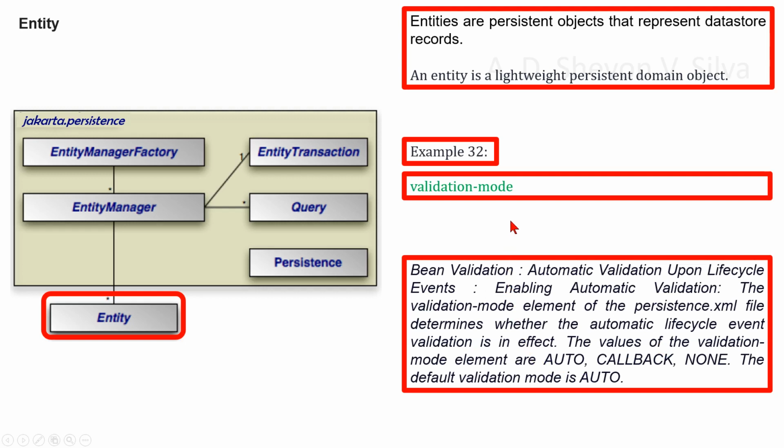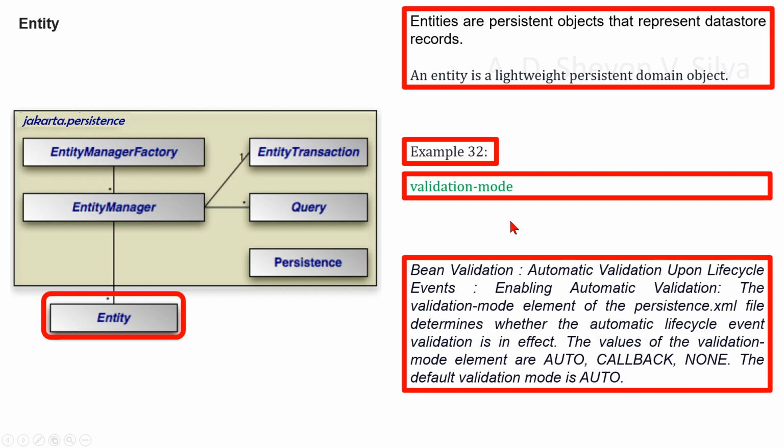Now we are considering enabling automatic validation upon lifecycle events in bean validation. The validation mode element of the persistence.xml determines whether the automatic lifecycle event validation is in effect. The values of the validation mode element are auto, callback, and none. The default validation mode is auto.